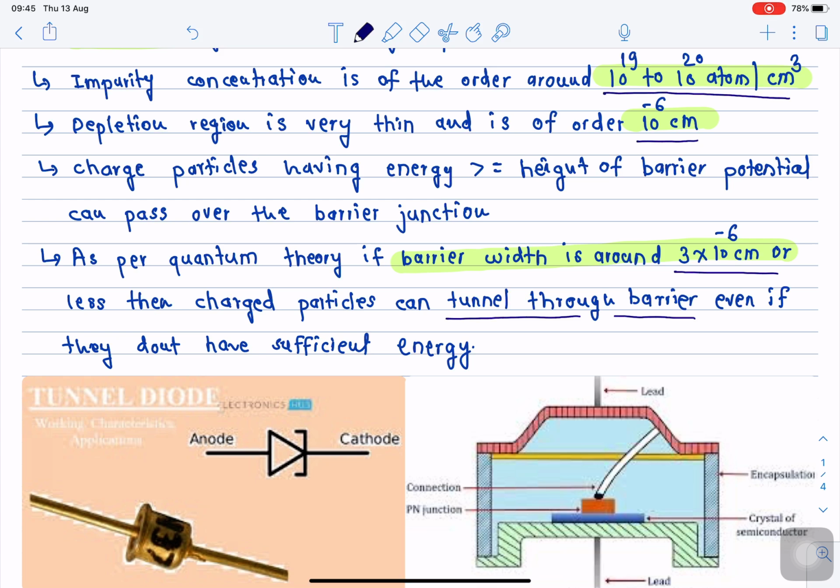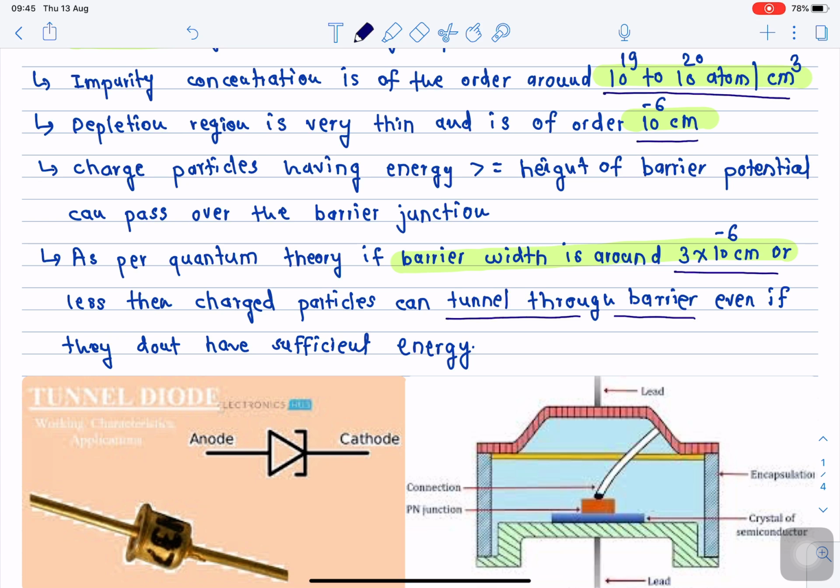So even if the majority charge carriers inside the tunnel diode construction are not going to get enough energy, they can still cross the barrier potential, provided the barrier potential width is around 3 into 10 raised to minus 6 centimeter or less than that.